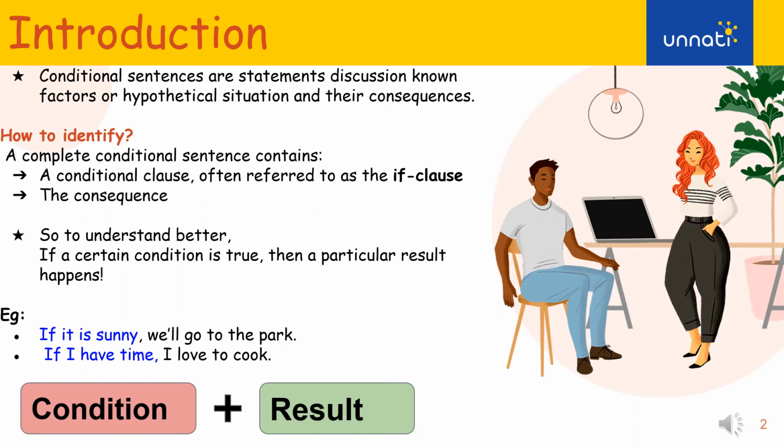A complete conditional sentence would have an if clause or a condition and a consequence or a result. Like, for example, if it is sunny, we will go to the park. So if it is sunny is the condition and we will go to the park is the result.